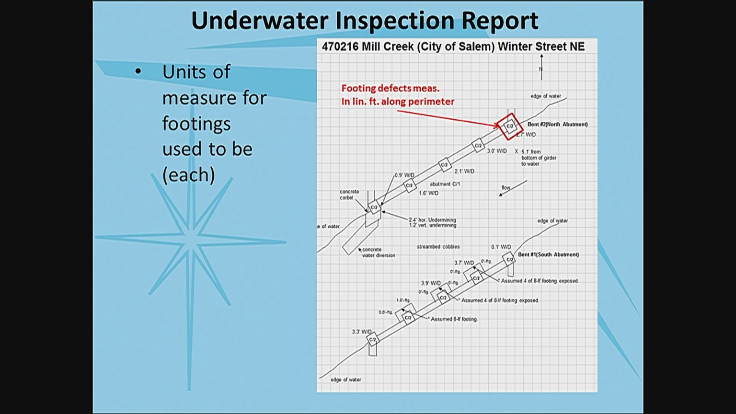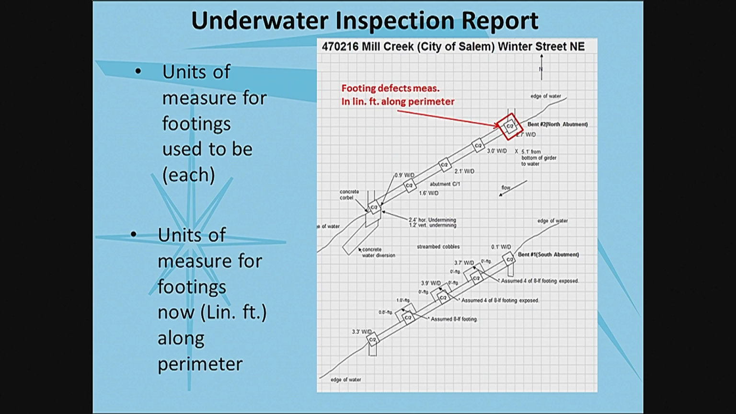An example: prior to the AASHTO elements, before we adopted the AASHTO elements, the units of measure for footings were each. And now ODOT's put a twist on this a little bit. The units of measure is now lineal feet, and they wanted us to measure it parallel to the stream flow, or subparallel to the stream flow, which is a geological term. If this was exposed here, just measure that face, and that face.